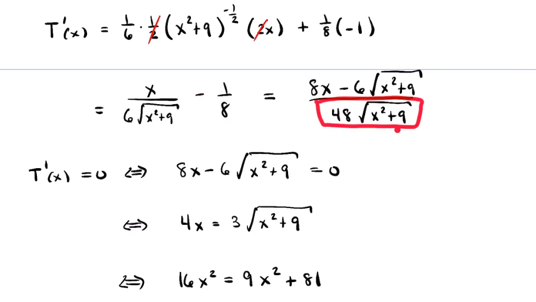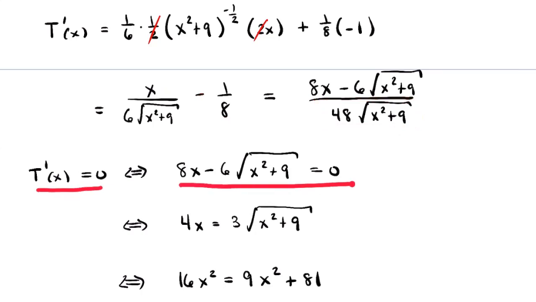The denominator is never 0. The square root of x squared plus 9 is at least 3, so the denominator is never 0. I have no bad critical points. So the only way to get a critical point is for the derivative to be 0, and that can happen if and only if the numerator is 0.